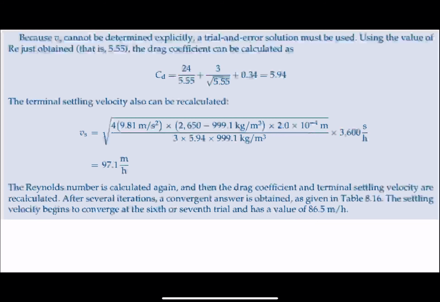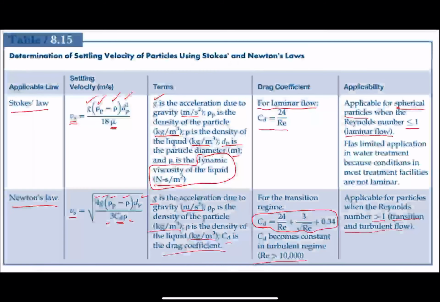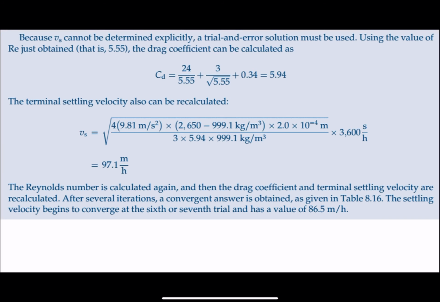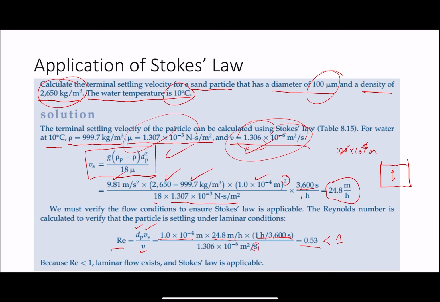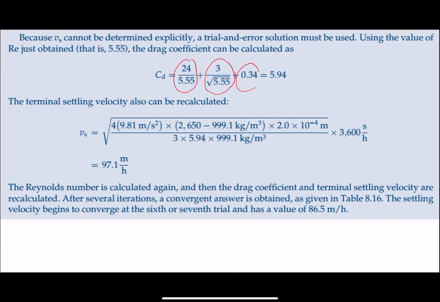We should remember CD, the equation for CD: 24 over Re plus 3 over square root of Re, plus 0.34. So the Re was 5.55. Remember, plus 0.34. These numbers are constant. Now we found out CD is 5.94.